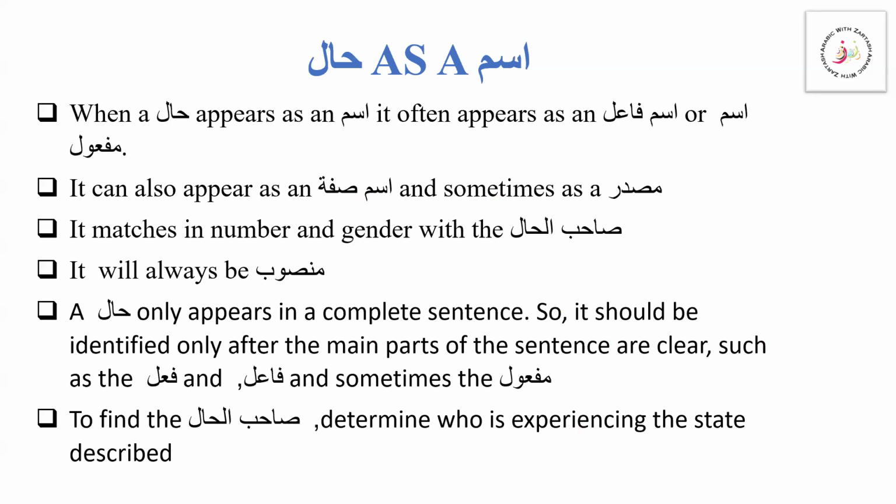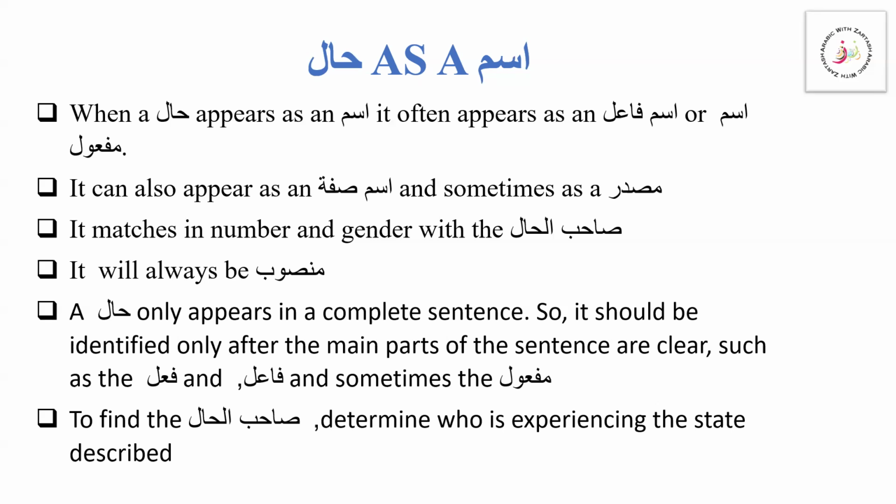Here are some points that we need to remember when we are talking about the hal and when it is in the form of an isim. When a hal appears as an isim, it often appears as an isim fa'il or isim maf'ul. This is the first point that we need to remember. Also, it can appear as an isim sifa or sometimes as a masdar. So there are four things that we need to remember.